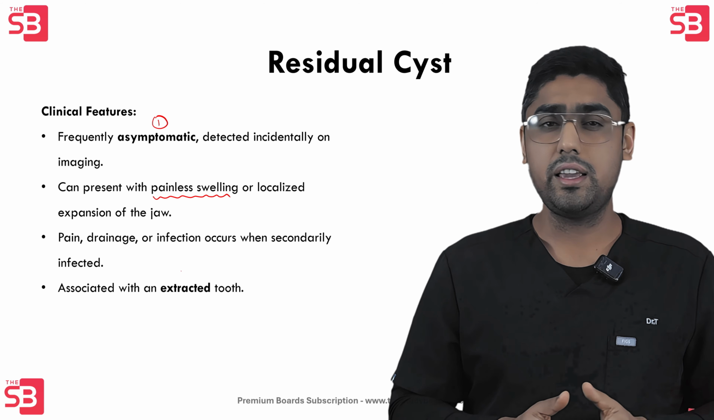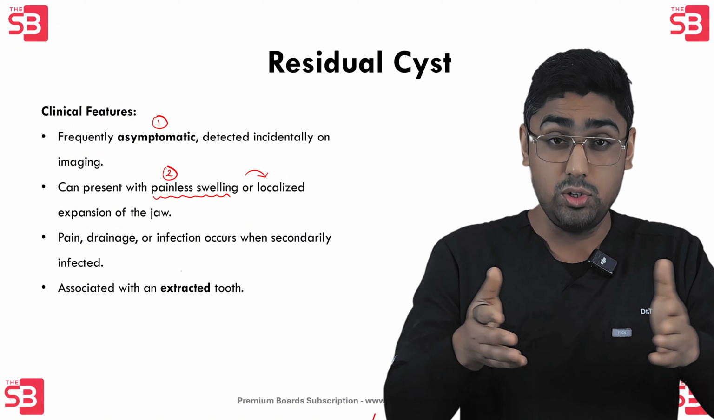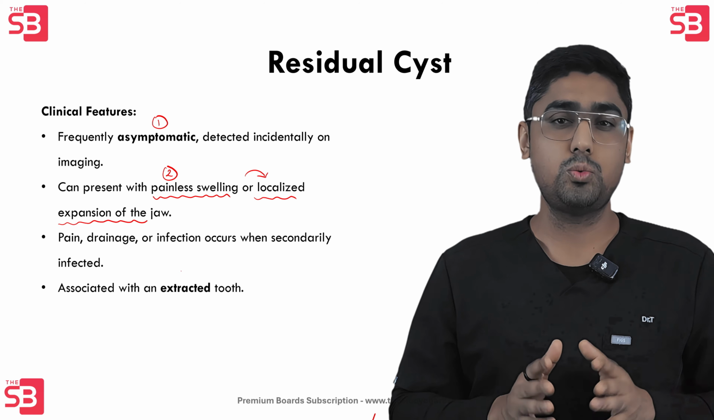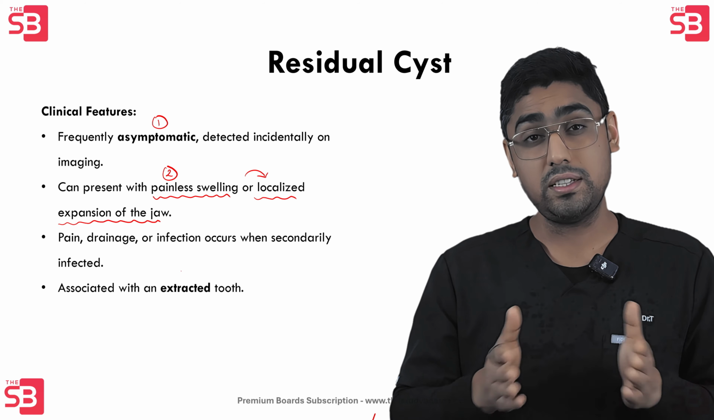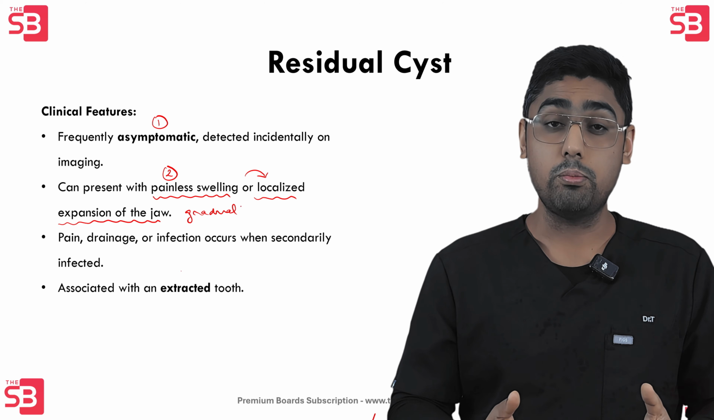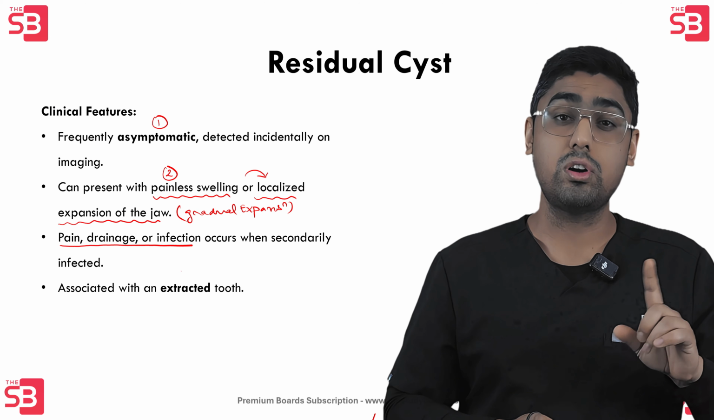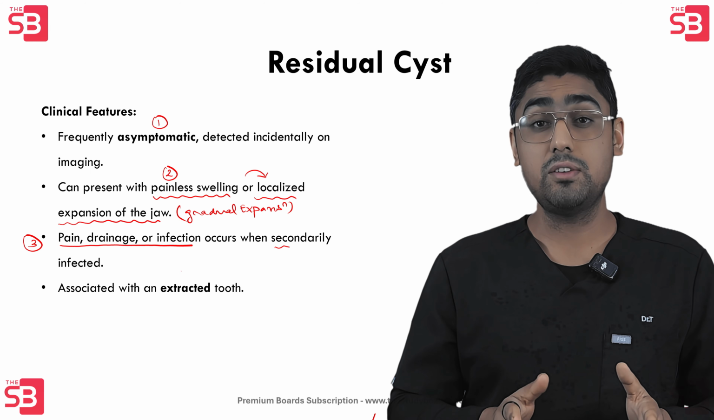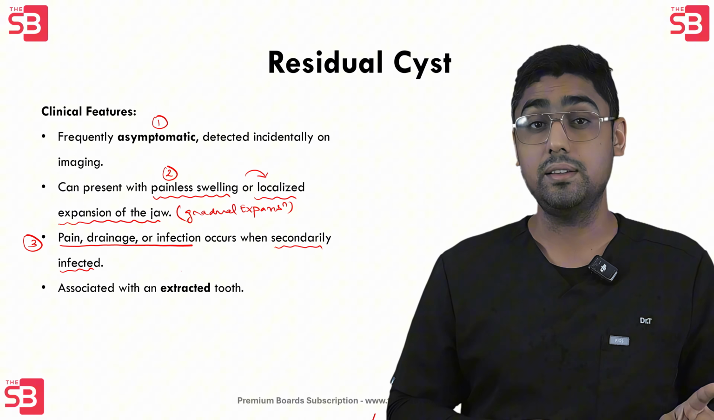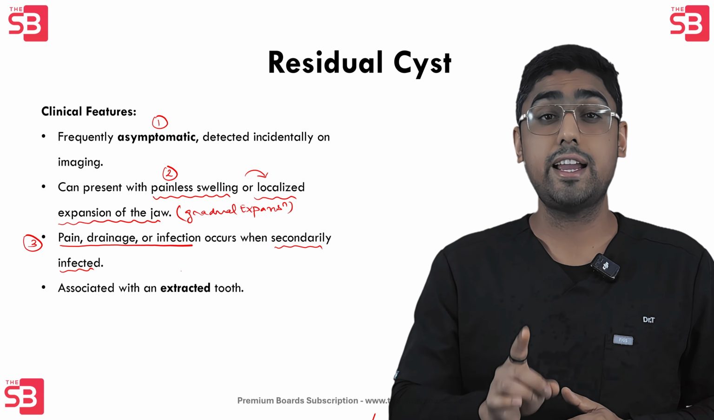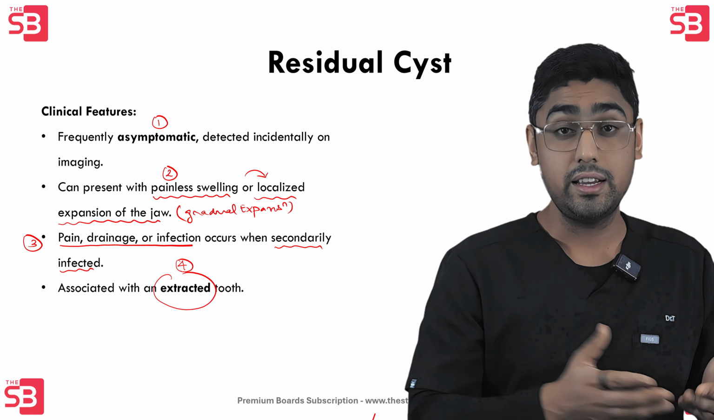Now the second feature is painless swelling, which can cause very localized jaw expansion, because when these cysts do enlarge, you might notice a painless swelling or a slight bulge in the jaw. And that's simply due to the gradual expansion as the cyst presses on the surrounding bone. The third component is that pain, discharge, or even infection could be noticed if the cyst has become secondarily infected. So the patient can present with pain, redness, or even purulent discharge, but only if it has been infected secondarily. A residual cyst forms only at the site of a previously extracted tooth, and usually because a bit of the cyst lining was left behind, as we have already talked about.